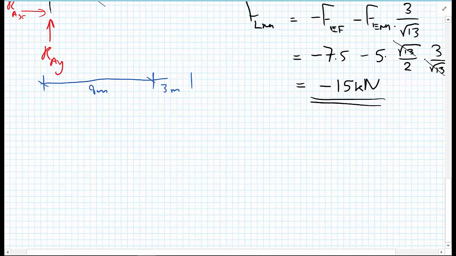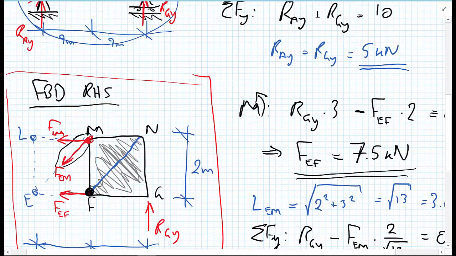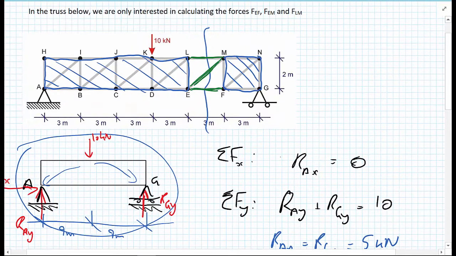One thing to finally note, when you apply the method of sections technique to trusses, you're limited to cutting at most 3 members. So if we go back to the top, here we cut through the 3 members FLM, FEM and FEF. If you have 4 members, you have 4 unknowns in the system, but you only have 3 equations of equilibrium in 2D to be able to solve the system. So you can only cut 3 members at a time.